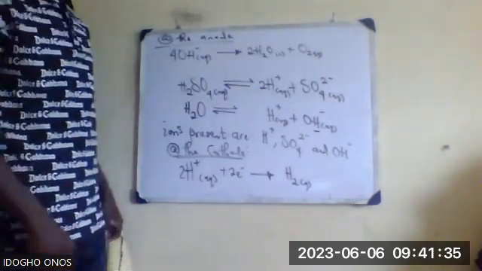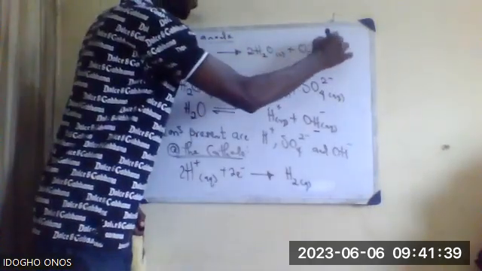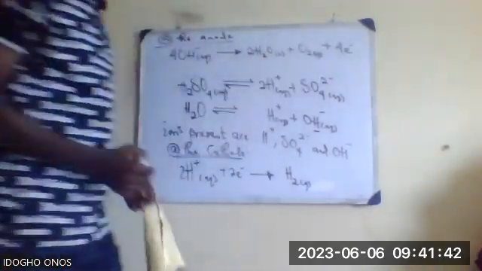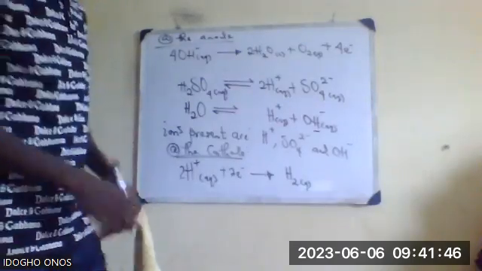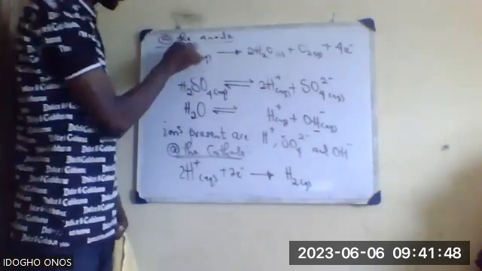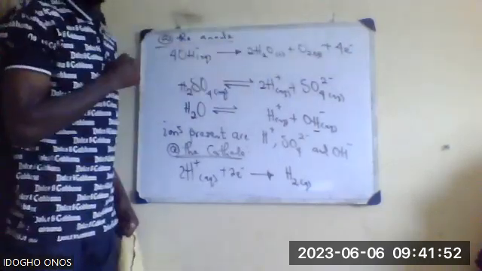Then again, the charge is not balanced. So I will add 4 electrons here to balance the charge. I added these 4 electrons because I have 4 charges here altogether. If there was 2, I would put 2 here.